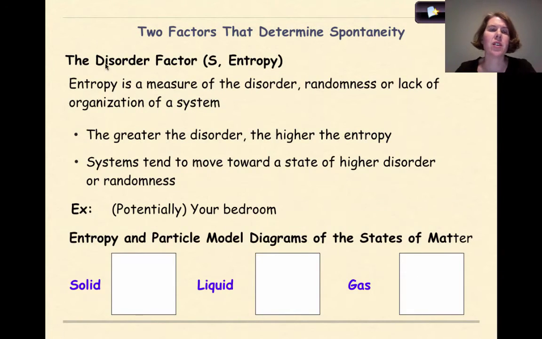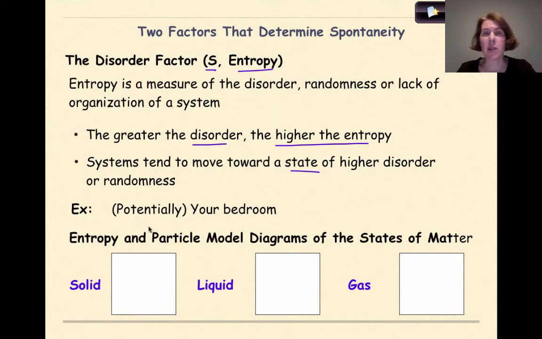The other factor is the disorder factor, which is represented symbolically by an S for entropy. And entropy is a measure of the disorder, randomness, or lack of organization of a system. For many people, this is like a messy bedroom. You might try to clean it up, but over time, it will ultimately go back to a state of chaos and disorder. But you'll know where everything is, of course. The greater the disorder, the higher the entropy. Systems tend to move towards states of higher disorder or randomness.